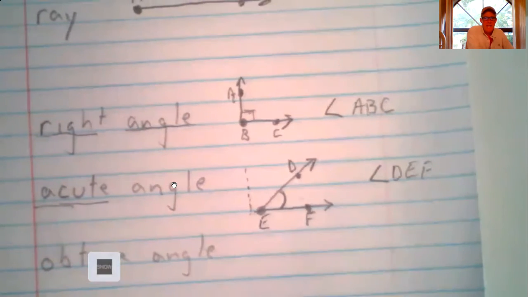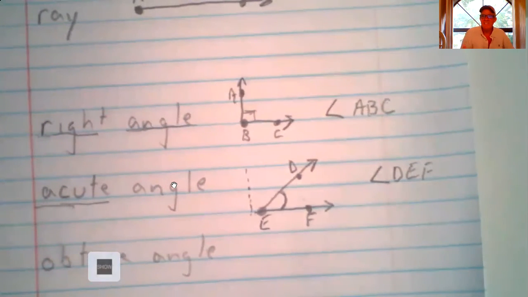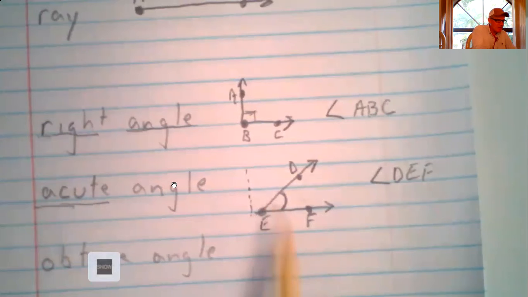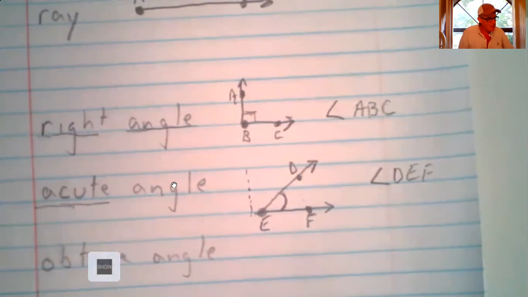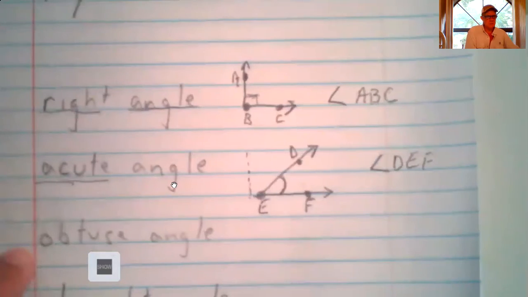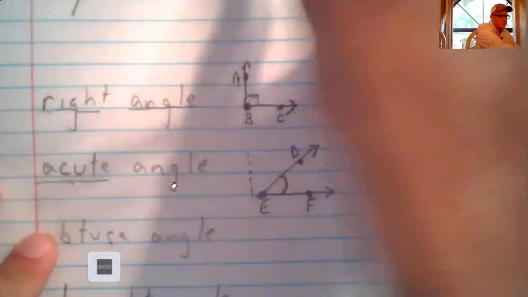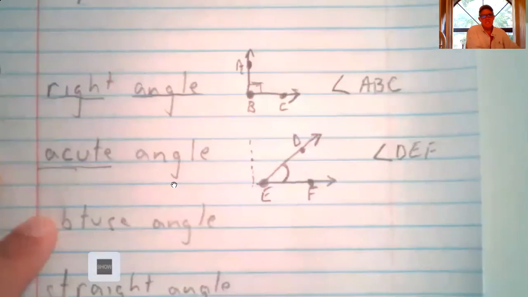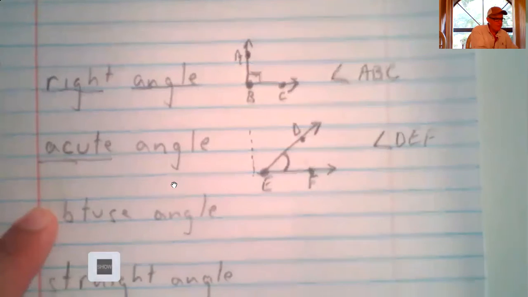All right, well, forget about that. That is an acute angle. It's so cute. It's a small angle right here. Now, what's the difference between an acute angle and an obtuse angle? Obtuse, obnoxious, huge. So we know an acute angle is smaller than a right angle.